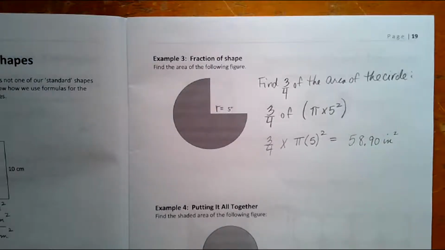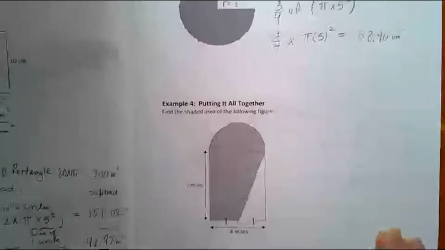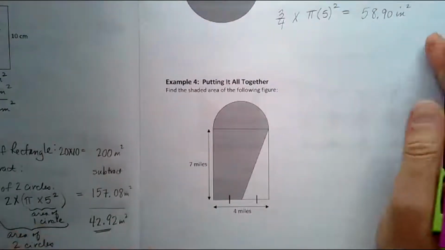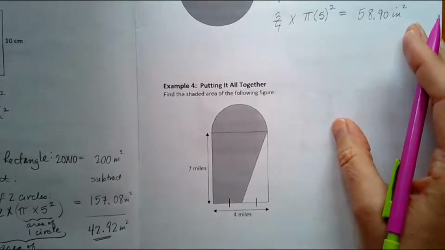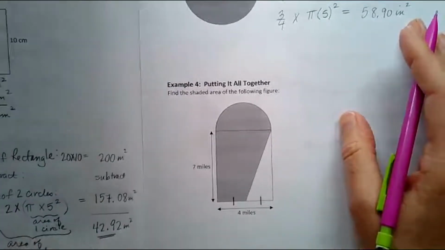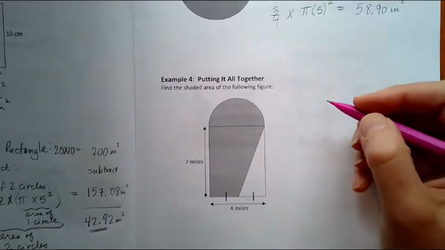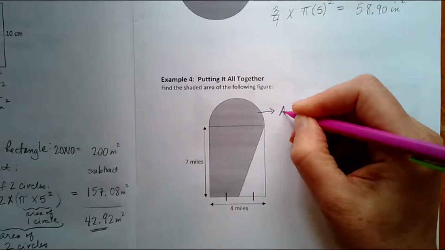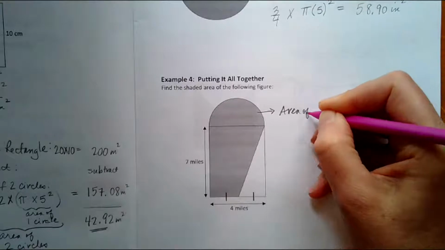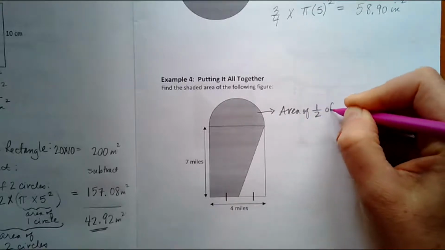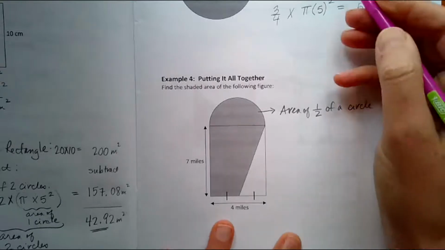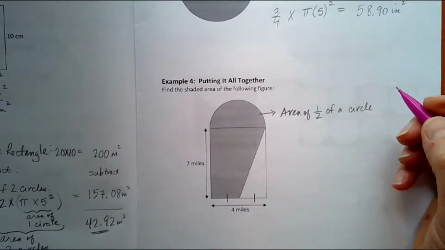Let's look at the next example now. Putting it all together. Find the shaded area of the following figure. Okay, this is very strange. So I need to find the area of all the shaded pieces. Well, they're asking me to find the area of half a circle. Okay, I can do that. I can do that the same way I did the previous example.